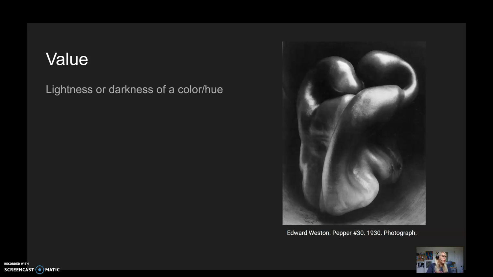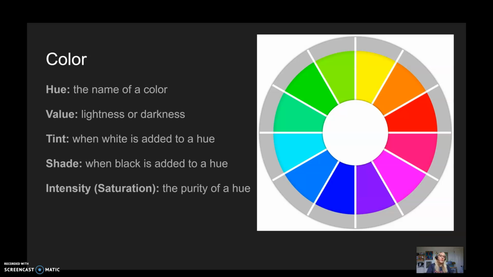I'm sure that most of you have heard this concept of value. It just means the lightness or darkness of a color or hue. And then we are moving on to color. So I'm going to flip in my book for a minute.